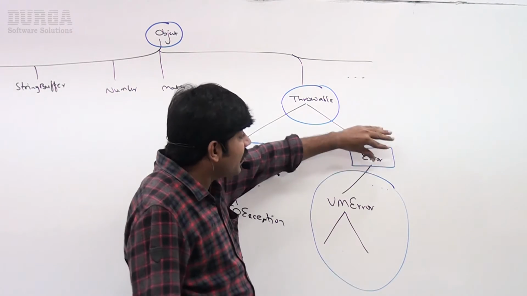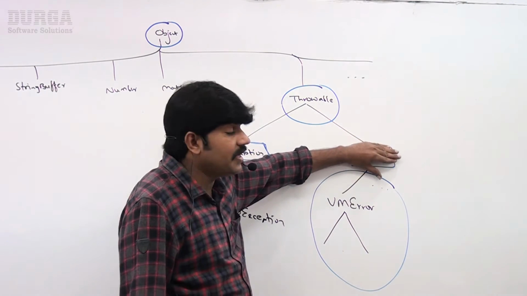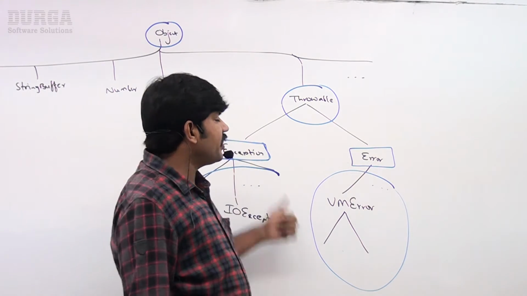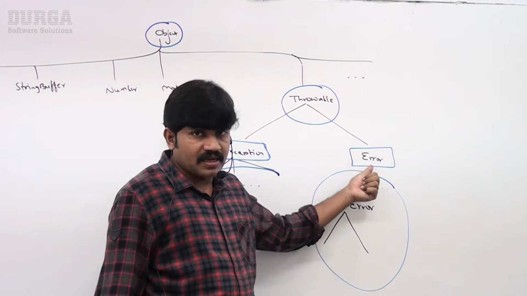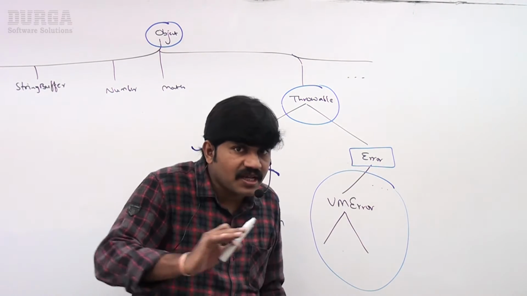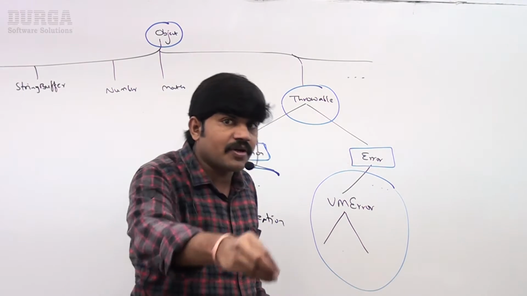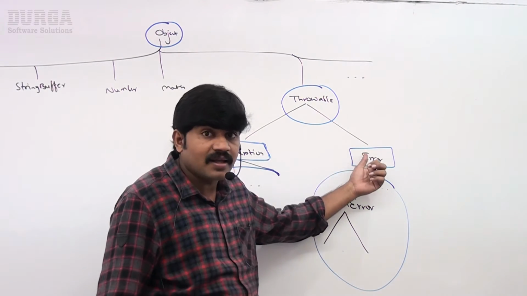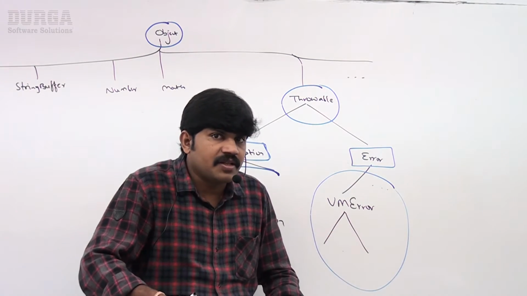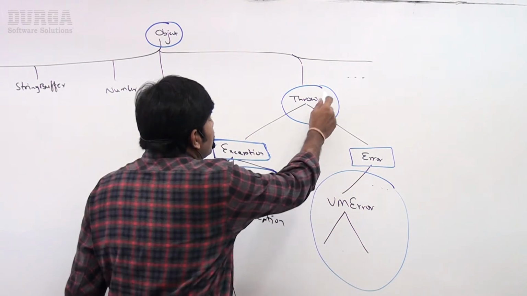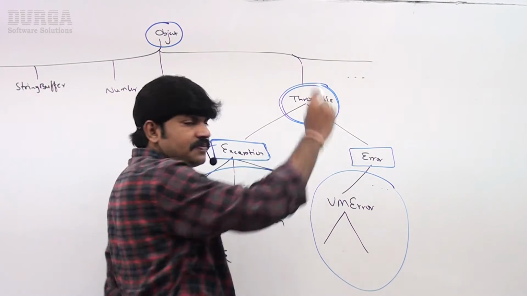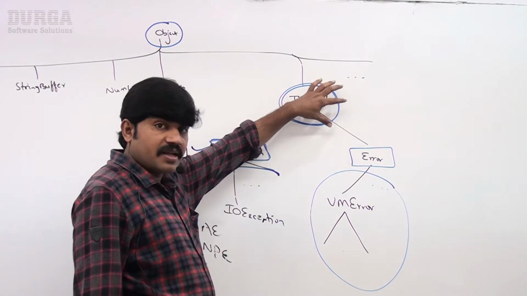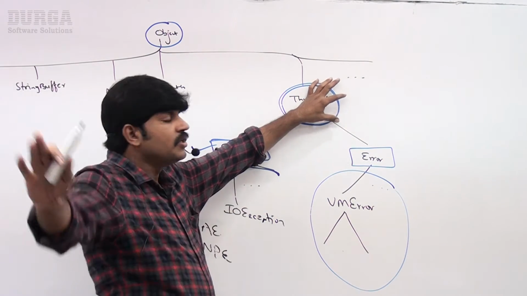That's why the Error class acts as the parent for all errors. Whether it is an exception or an error, the most commonly required methods are available inside the Throwable class. That's why Throwable class methods are required for all exceptions and all errors.